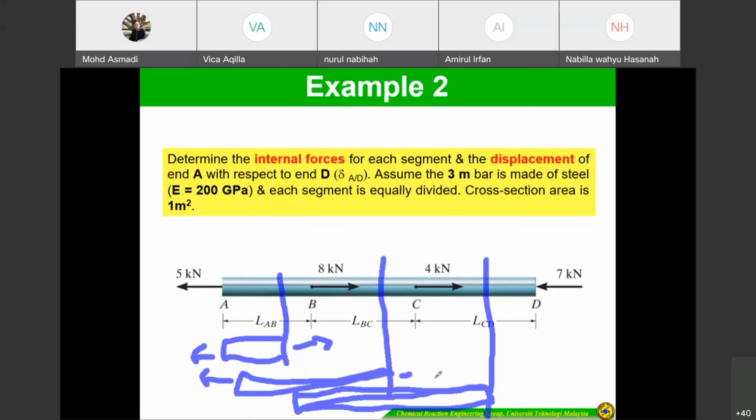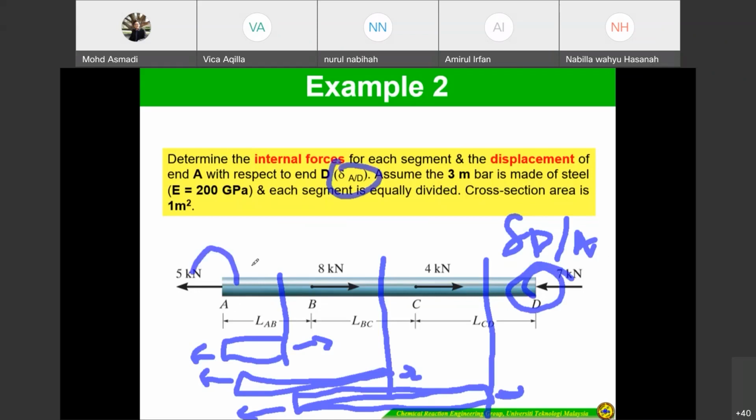If it is displacement of D relative to A, you have to start from this direction. But this one is A relative to D, so we start from the left, from point A. So we assume this one is fixed. Okay, you understand?